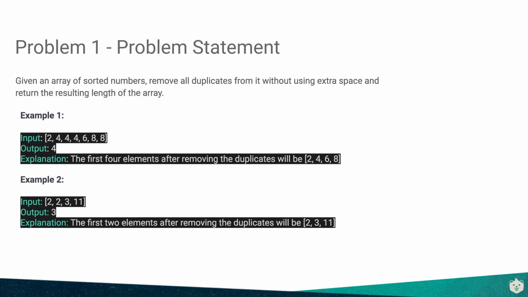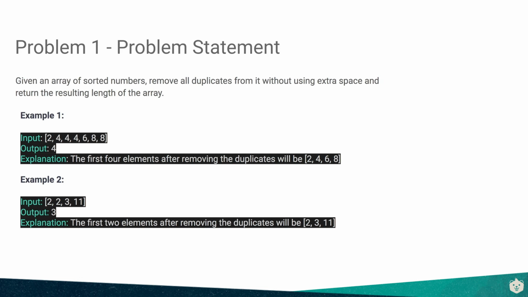So let's see an example. The first example has 2, a few 4s, 6 followed by a couple of 8s. So the 4s have duplicates and the 8 has a duplicate, right? If you remove the duplicate 4s and the 8, you will be left with 2, 4, 6 and 8. Those are the unique elements, and the size of that array would then be 4. So that is the output that you'll be returning.